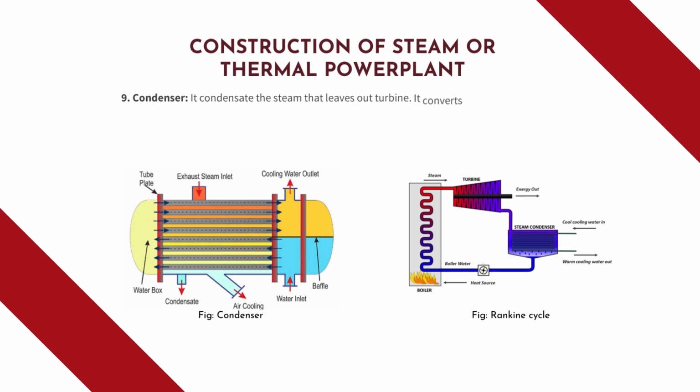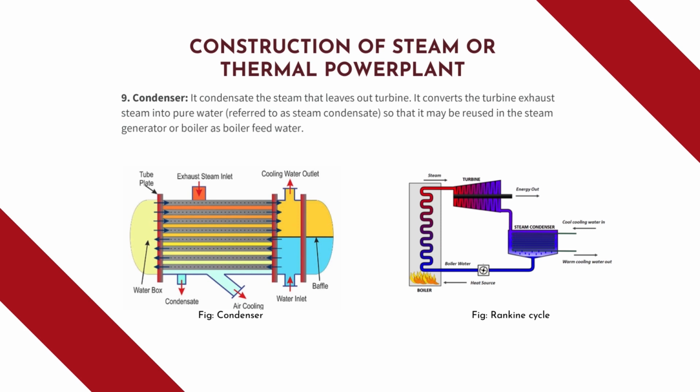Next, a very important component of a thermal power plant is called the condenser. As the name shows, it condenses the steam that leaves the turbine. So, this condenser is located after the turbine. It converts the turbine exhaust steam into pure water, referred to as steam condensate, so that it may be reused in the steam generator as boiler feed water. So, this water is again fed into the system.